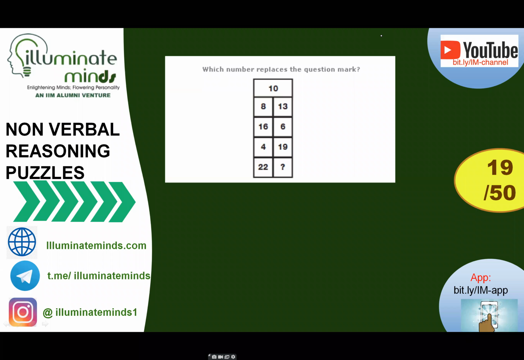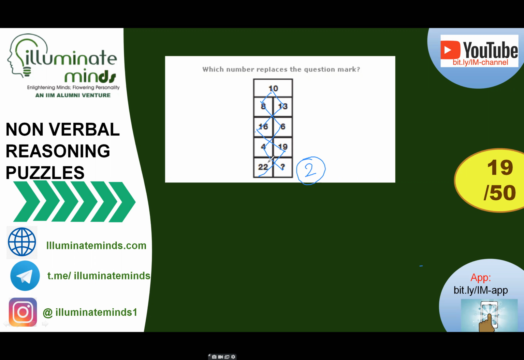Which number replaces the question mark in this case? What is happening over here is most probably there must be two series. We need to find 10, 8, 6, 4. This should form one series. 10 minus 2 is 8, 8 minus 2 is 6, 6 minus 2 is 4, 4 minus 2 is 2. And look over here also: 10 plus 3 is 13, 13 plus 3 is 16, plus 3 is 19, plus 3 is 22. The correct answer is 2.